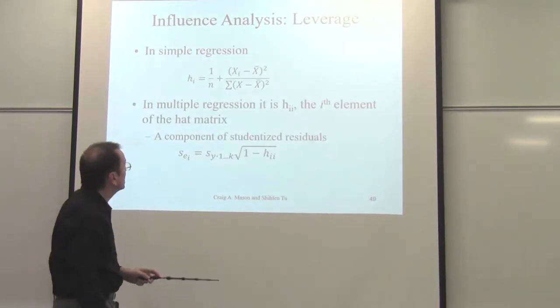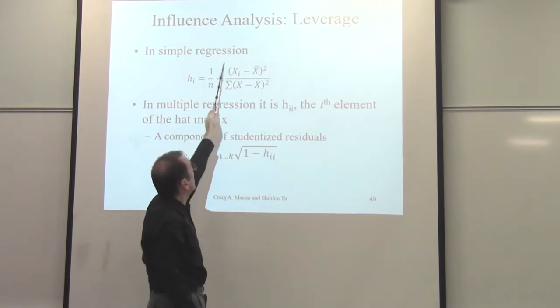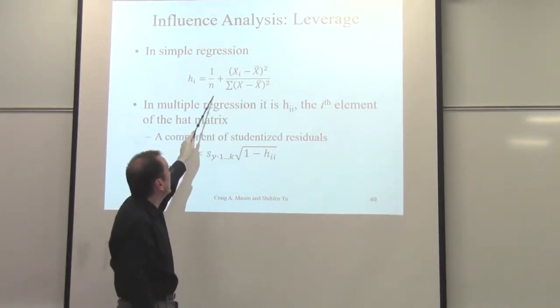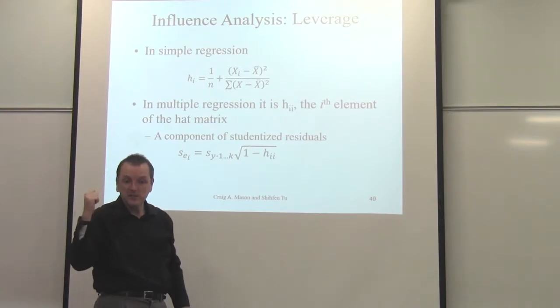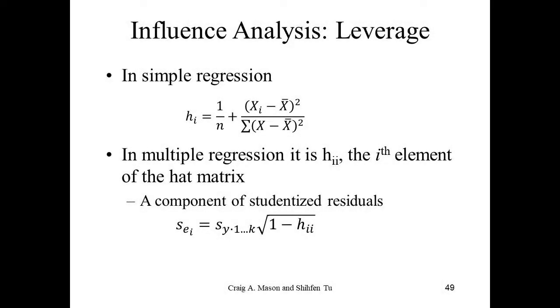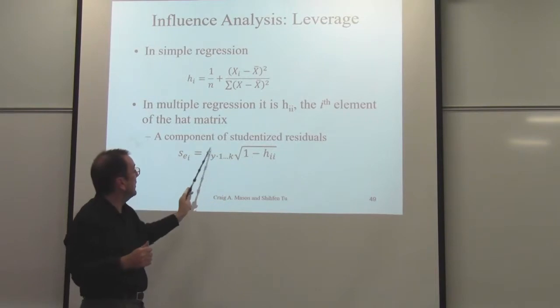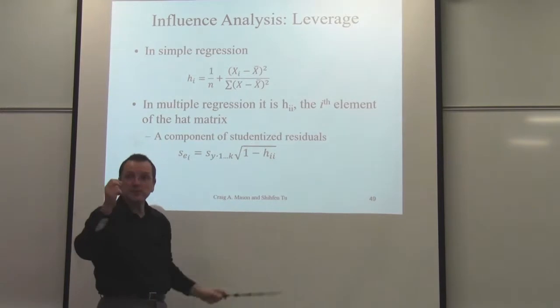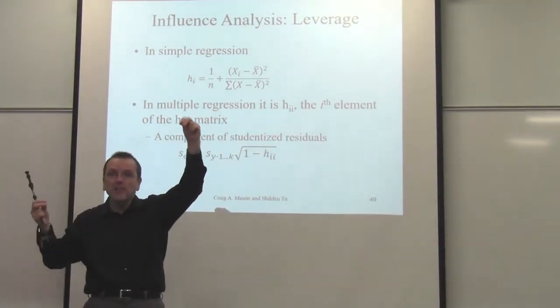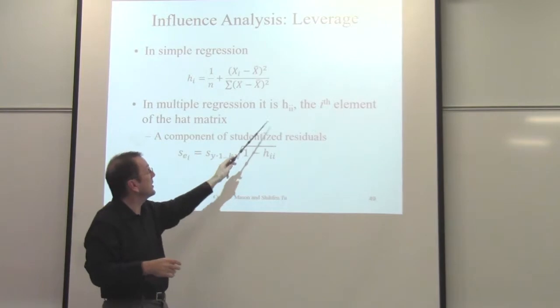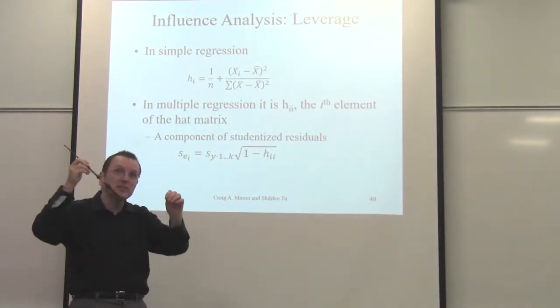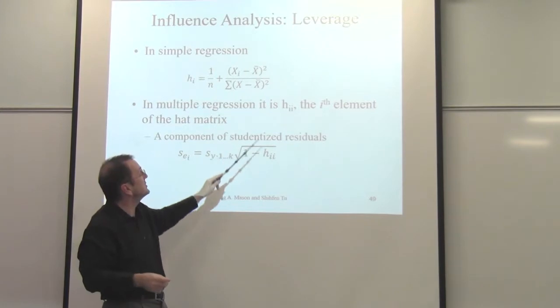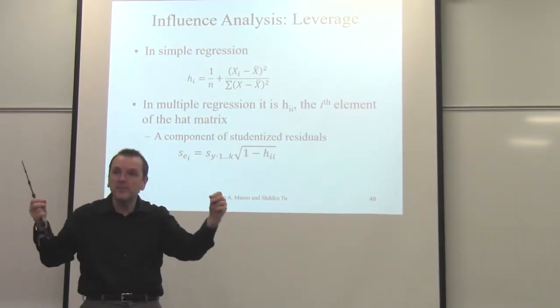What's interesting with leverage is that, in simple regression, this is the formula for calculating leverage, which is what we just saw with the studentized residuals. Again, here's the formula for the studentized residuals. It's just that hat matrix thing. You can think of what h_ii is as the diagonal of the hat matrix. What leverage is telling us again is how it is related.